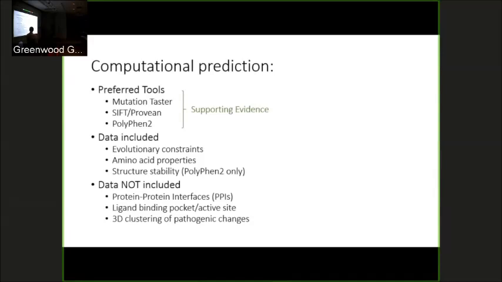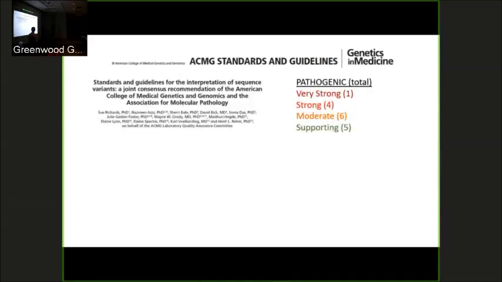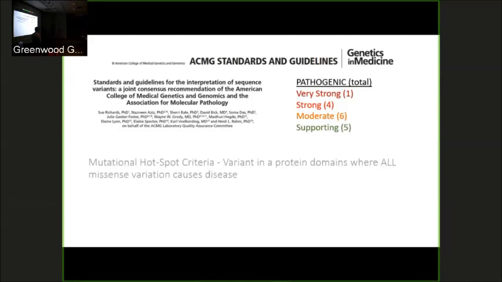So that brings us to one more thing. There's an additional piece of evidence that we may apply that does relate to this protein structure, and that is the mutation hotspot criteria. If we have a variant that falls in a region where we only see pathogenic change and we see no benign change, we can apply moderate evidence, which can contribute significantly to classification.